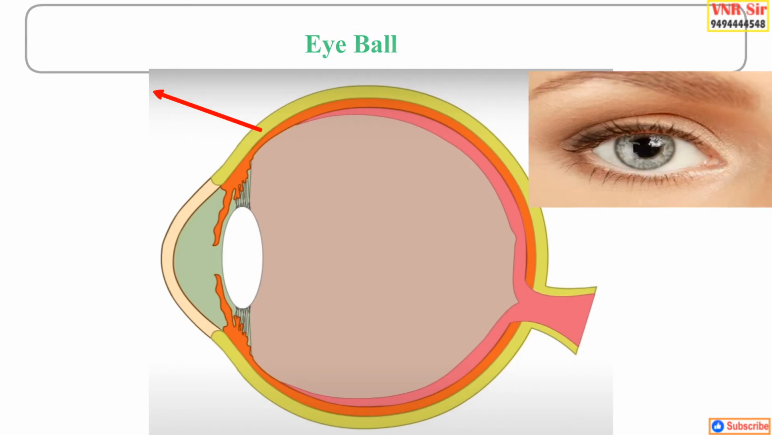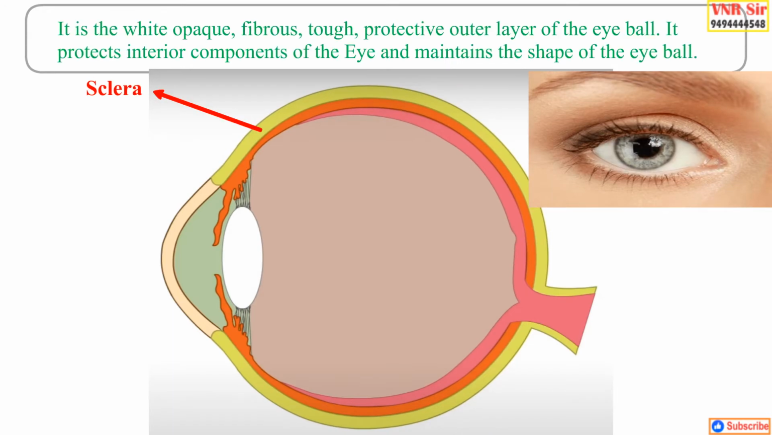So the first part of the eye is the sclera. It is the white, opaque, fibrous, tough protective outer layer of the eyeball. It protects interior components of the eye and maintains the shape of the eyeball.